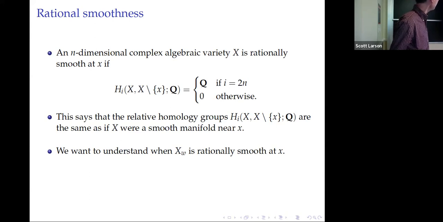No, I think it's rationally smooth at the point if this is true. It's this relative homology at that point. I believe that's the, well, I think this is right, but it's possible. And in any event, the precise definition we're never going to use, so it actually doesn't matter. But I think this is actually right.